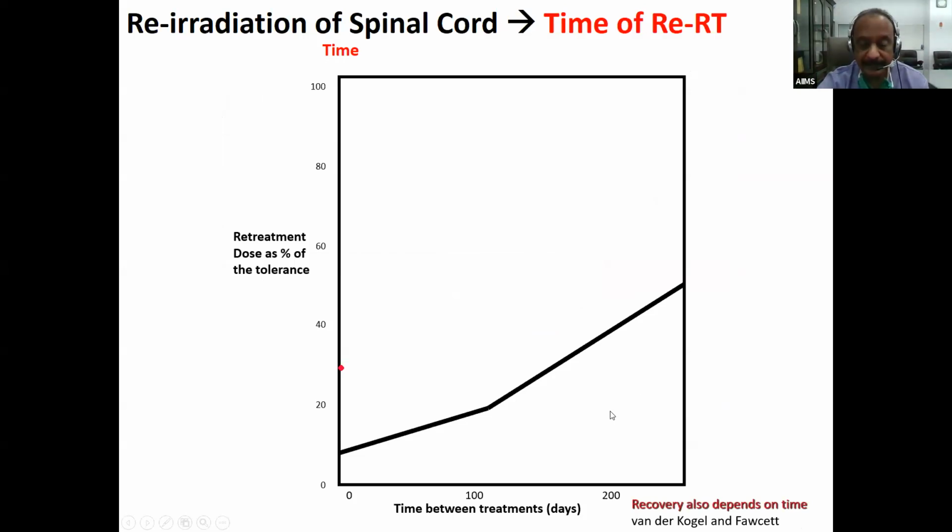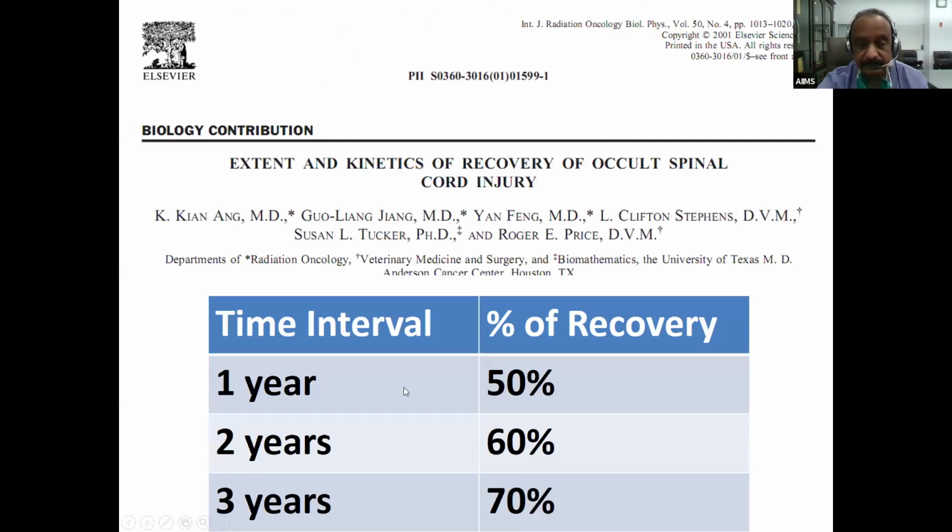Second factor is that as the time interval between first irradiation and second irradiation increases, the dose which can be delivered to the spinal cord safely keeps increasing. So if 100 days, you can deliver 20% of the tolerance dose. If 200 days, you can deliver 40% of the tolerance dose. This is again an animal experiment which suggests that as the time interval increases, the percentage recovery in spinal cord keeps increasing.